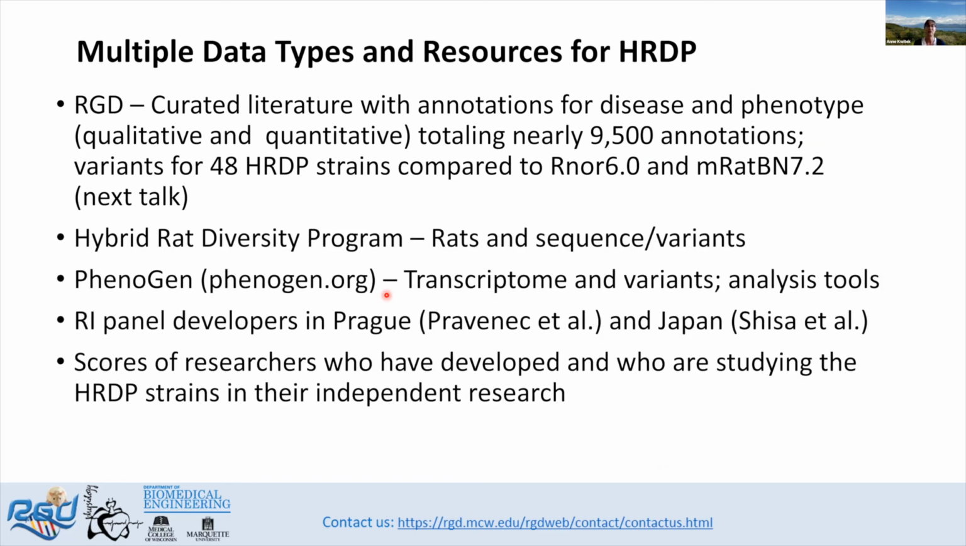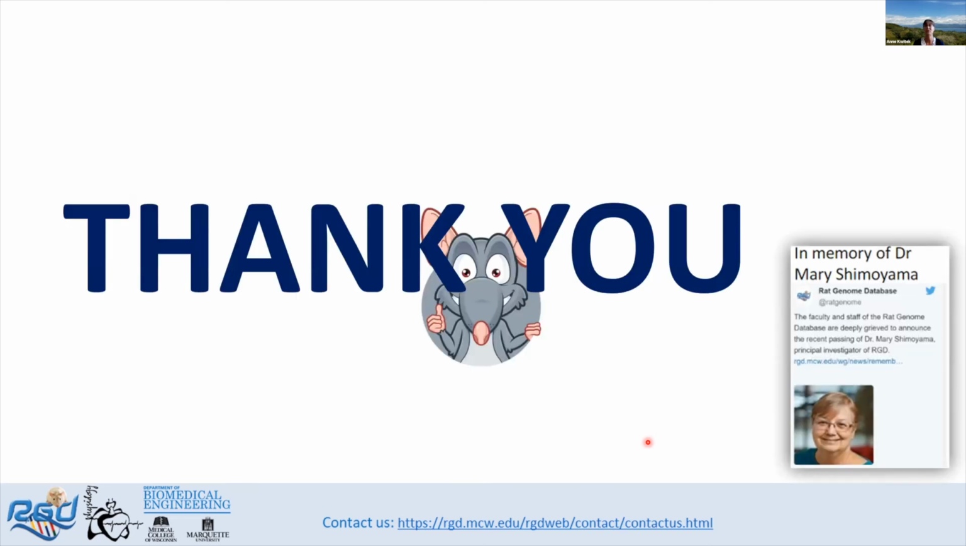I just have to call out that there are other people working very hard on multiple data types and resources for the HRDP, including the Hybrid Rat Diversity Program I mentioned, as well as PhenoGen; the folks in Prague and in Japan who developed the recombinant inbred strains; and the scores of researchers who have developed and are studying the HRDP strains in their independent research. So with that, I thank you, and I am going to hand off to Monika Tutaj.